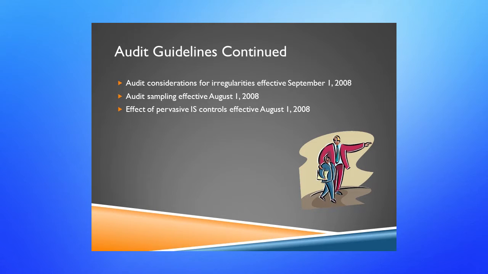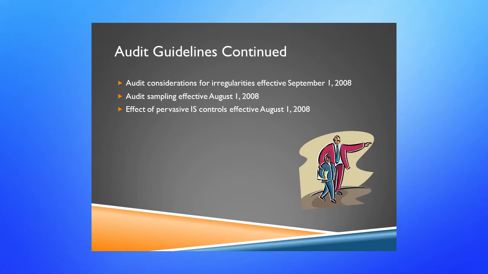Another one of the guidelines is the audit considerations for irregularities, again effective September 1st, 2008. Of course, again, these were guidelines that helped provide the auditor with a means for understanding what they should be looking at should they come across any type of irregularities or illegal acts that are happening in the course of their audit. Again, it's guidelines for considerations on reporting and handling those things.